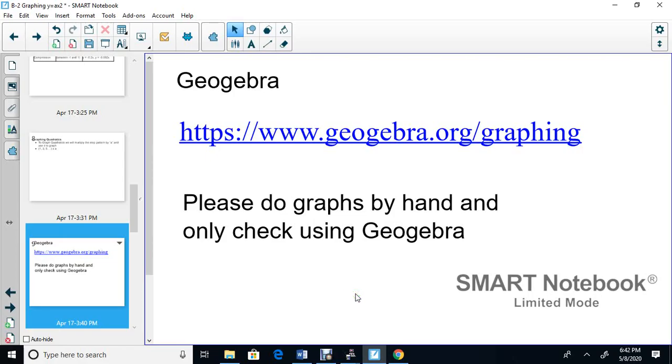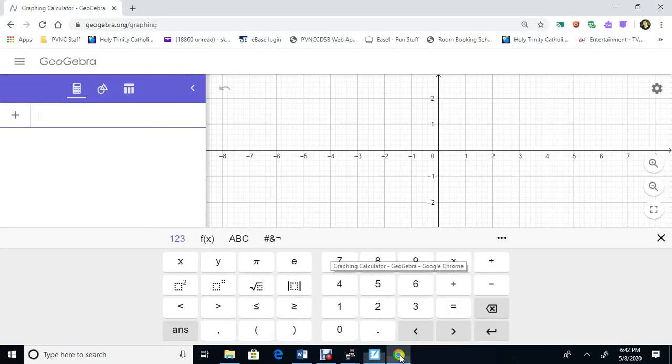Before I show you how to graph, I'm going to show you some software where you can actually graph this stuff. It's called GeoGebra. I'll put a link inside the Google Classroom. So here it is, www.geogebra.org graphing. If you type it in, it looks like this. And here you type in the values.